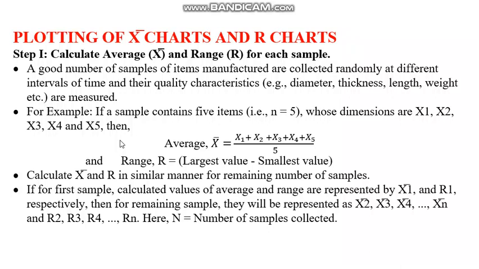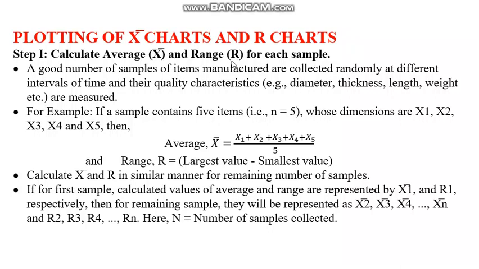Now if you want to calculate the average, the arithmetic mean of this, X bar is given by x1 plus x2 plus x3 plus x4 plus x5 upon the total number of items, that is 5. Suppose 5 students are there and we want to calculate their average marks. You add up all the marks of the 5 students and divide by 5. That's how you get the average. The same thing here. So X bar we calculated.